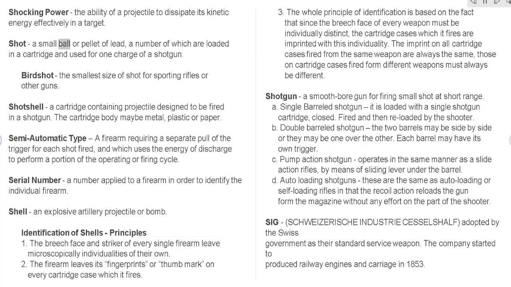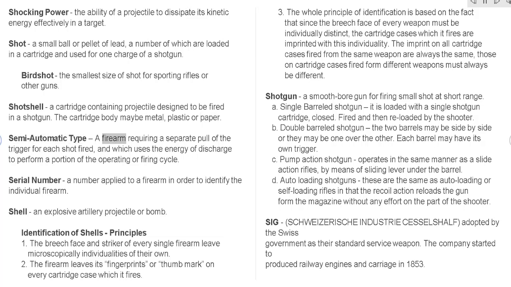Shot, a small ball or pellet of lead, a number of which are loaded in a cartridge and used for one charge of a shotgun. Birdshot, the smallest size of shot for sporting rifles or other guns. Shot shell, a cartridge containing projectile designed to be fired in a shotgun. The cartridge body may be metal, plastic, or paper.